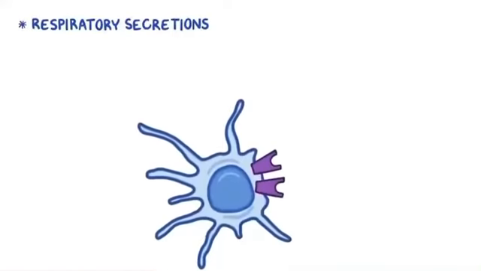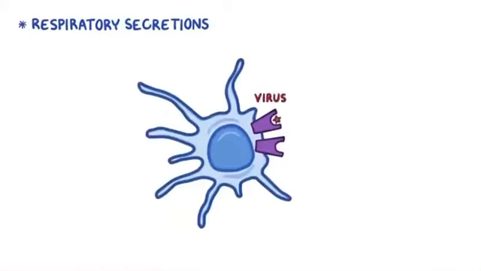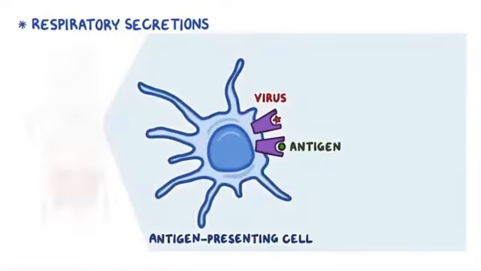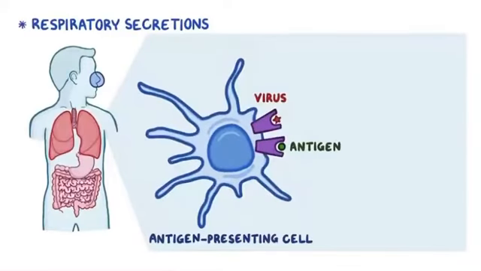Now, HHV6 infection begins when a person comes in contact with respiratory secretions from another person who contains the virus. Once in the body, the virus attaches to dendritic cells, which are antigen-presenting cells that can be found in the skin, nose, lungs, stomach, and intestines.